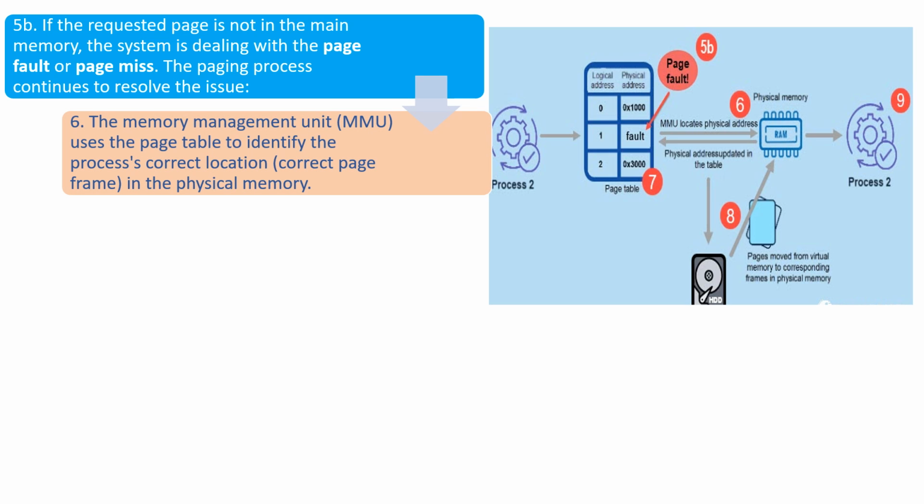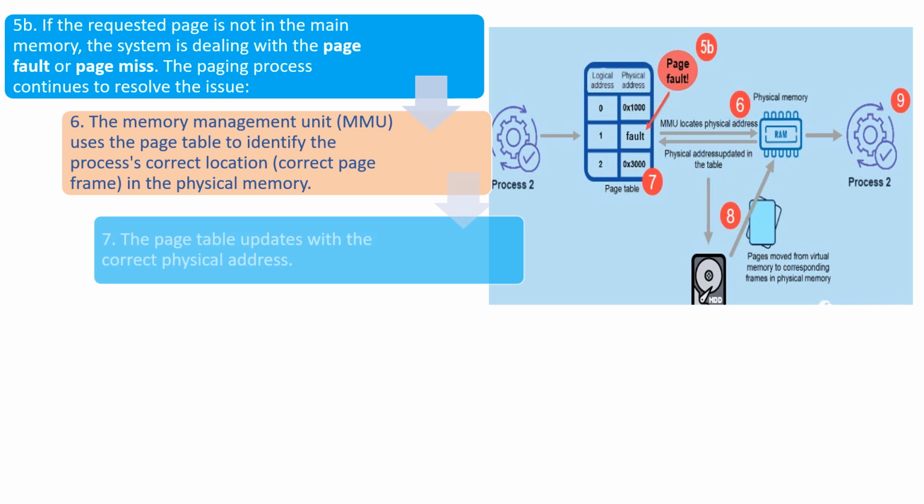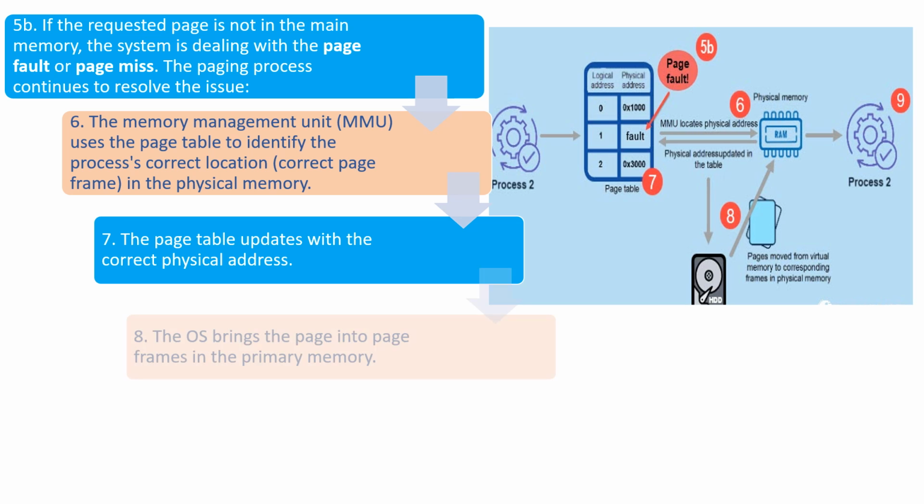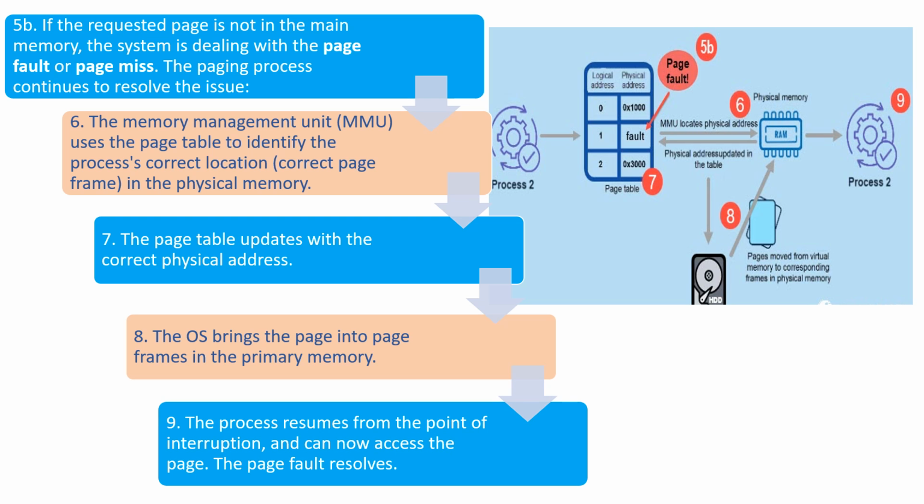That is, the MMU uses the page table to identify the process's correct location in the physical memory or main memory. So the page table updates with the correct physical address, and the OS brings the particular page into the page frames in the physical primary memory, and thereby the process resumes from the point of interruption and can now access the page. So now the page fault is resolved.